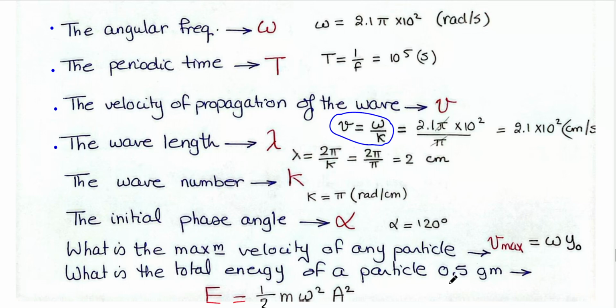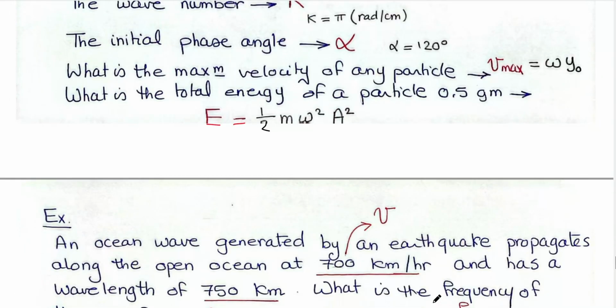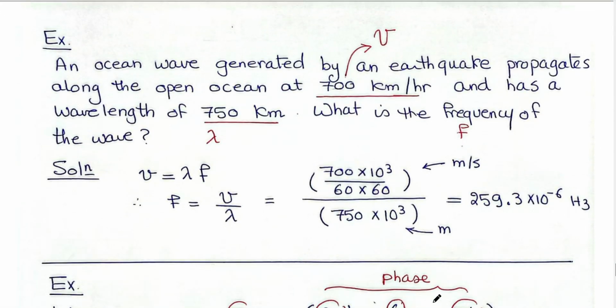Another example of the wave: an ocean wave generated by an earthquake propagates along the open ocean at 700 kilometers per hour. This is the velocity of propagation of the wave, and it has a wavelength of 750 kilometers. What is the frequency of the wave? v equals lambda multiplied by f. If I want f, I have lambda and I have v, so I can get f. But take care, we must use the velocity in meters per second.